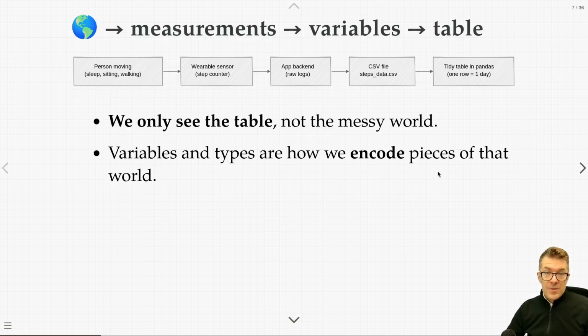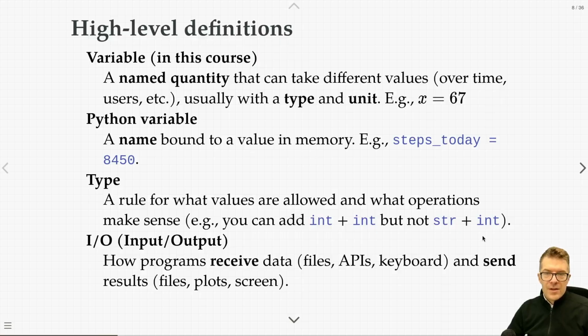So the variables and types we have, how we actually represent the messy world and encode pieces of that world, really, really matters. In this course, usually when we talk about variables, this is in the mathematical sense. This is a named quantity that can take different values. The values can change over time. The values can change over different users. And normally there's some kind of a unit associated with it that is kind of implicit.